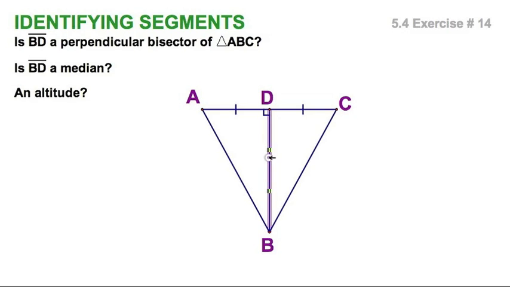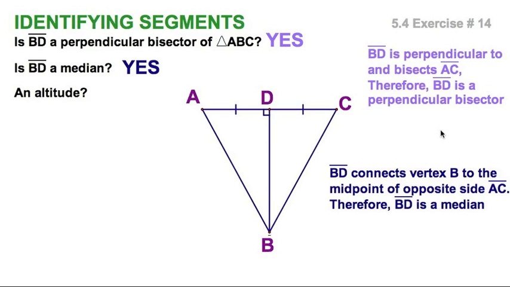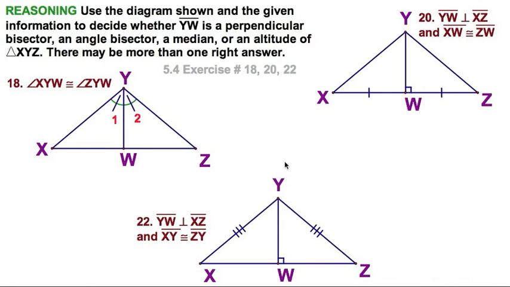Well, let's consider the segment BD with respect to the triangle ABC. Let's see, is it a perpendicular bisector? Well, let me see, it's perpendicular and it bisects right there, bisecting AC. So I'd say that gets a solid yes. How about a median? Drawn from a vertex to the midpoint of the opposite side. Very definition of a median. So that's 2 for 2. Let's go for the trifecta. Altitude. It's drawn from a vertex perpendicular to the opposite side. So 3 yeses.